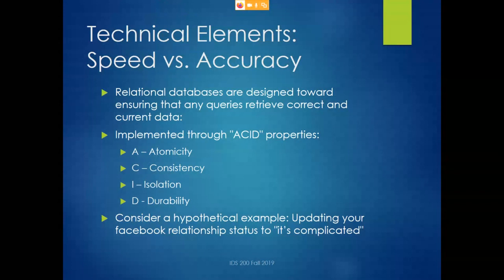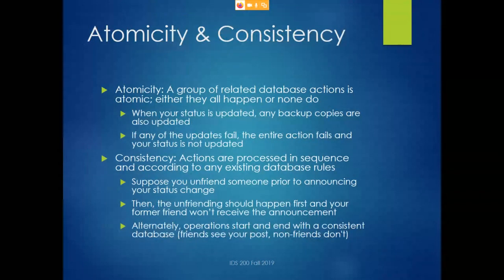Suppose you're changing your Facebook relationship status to it's complicated. With atomicity, a group of related database actions is atomic. Either they all happen or none of them do. They all succeed or they all fail. Your relationship status is going to be stored in multiple places in Facebook's database, right? It's probably going to have a triple copy, same as anything.